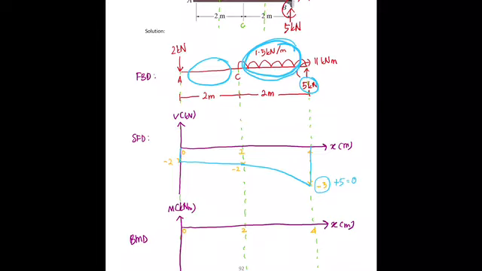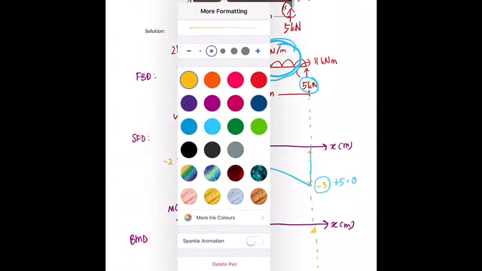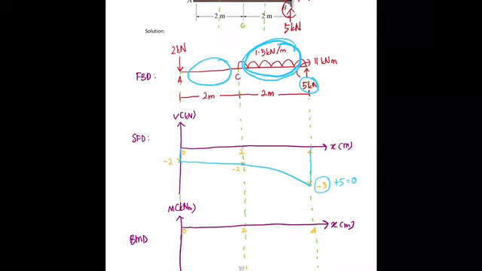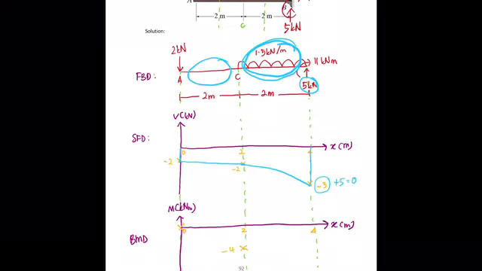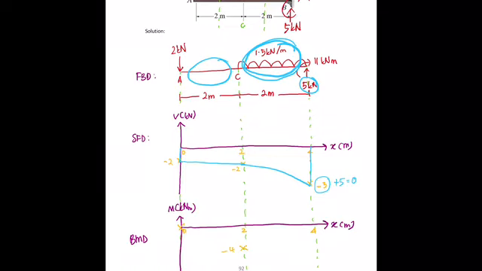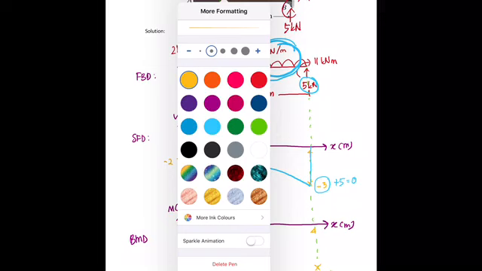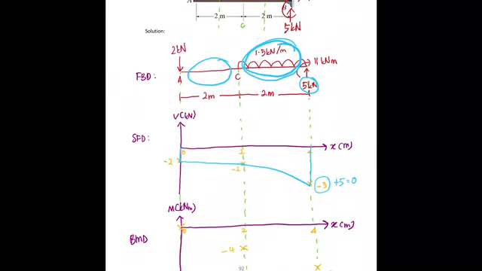Okay, same goes to bending moment diagram. So when x is equal to 0, your M is equal to 0. When x is equal to 2, your M is equal to negative 4. When x is equal to 4, your M is equal to negative 11. Okay, again, you connect all the points.